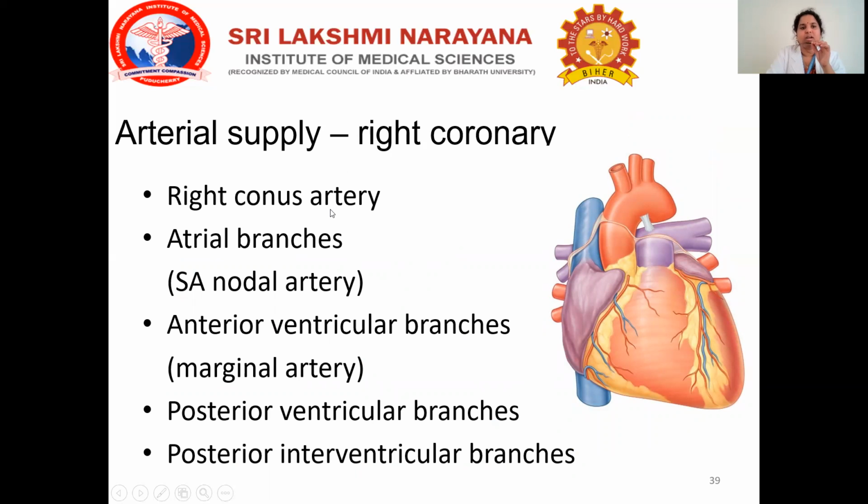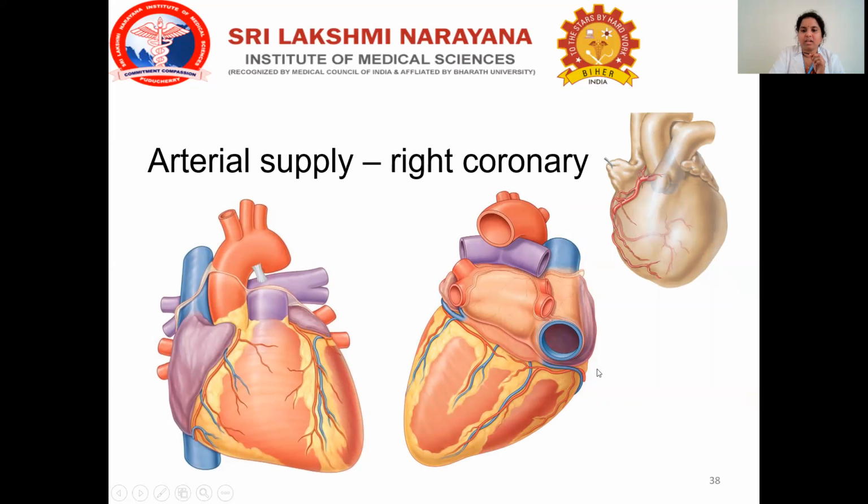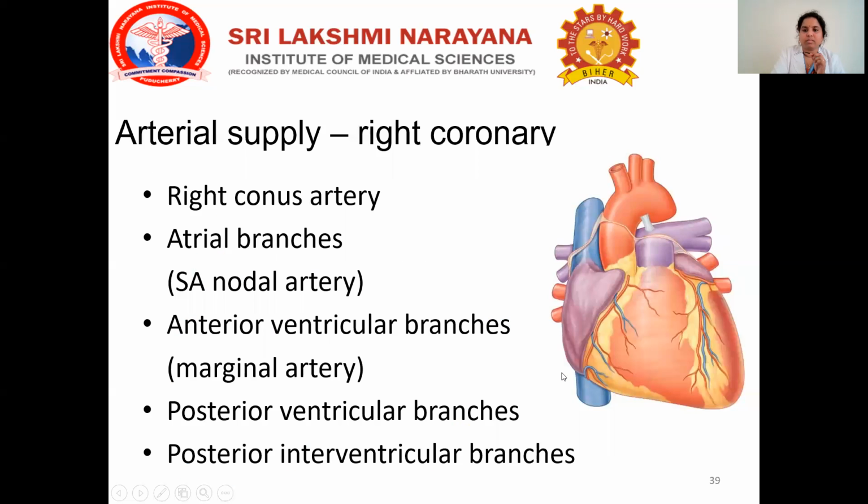So, to summarize, the right coronary artery arises from the right anterior aortic sinus. It runs between the right auricle and right ventricle in the anterior aspect of the atrioventricular groove. After reaching the inferior heart border, it runs between the right atrium and the right ventricle within the groove for coronary sinus. The first branch it gives is called the right conus artery. The right conus artery supplies the area of the infundibulum in the sternocostal surface. It gives many atrial branches. One of the atrial branches supplies the SA node.